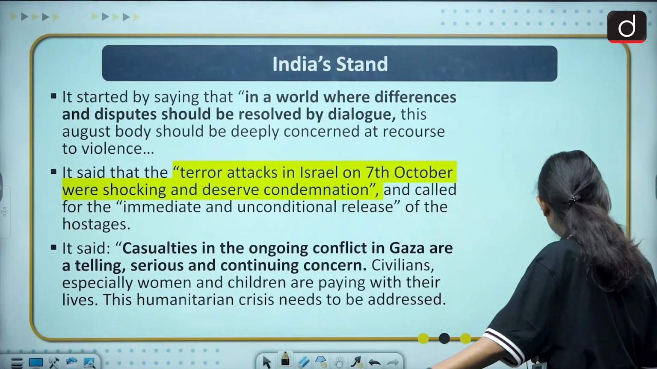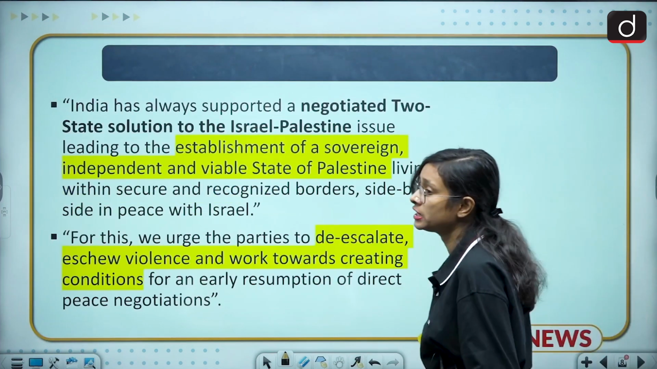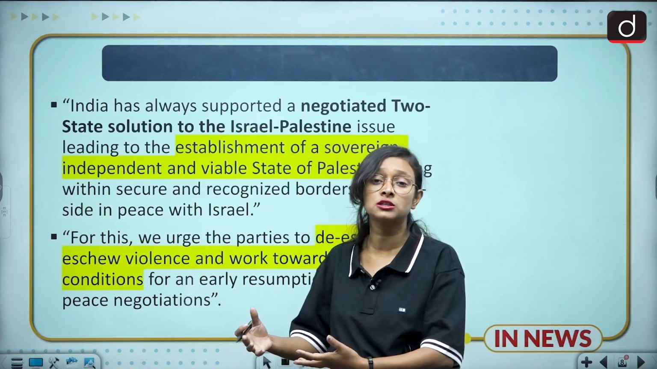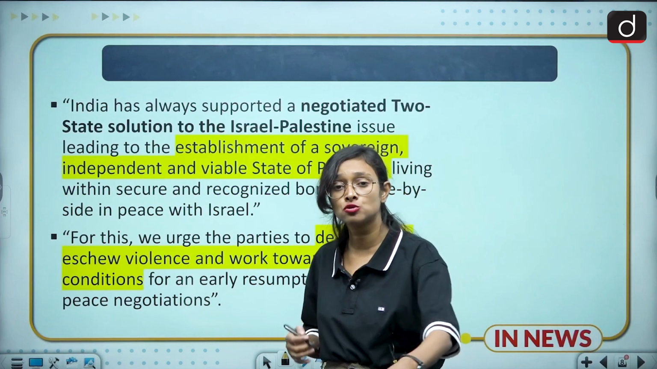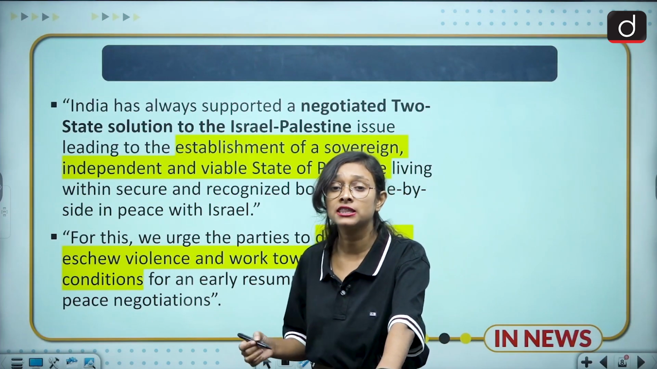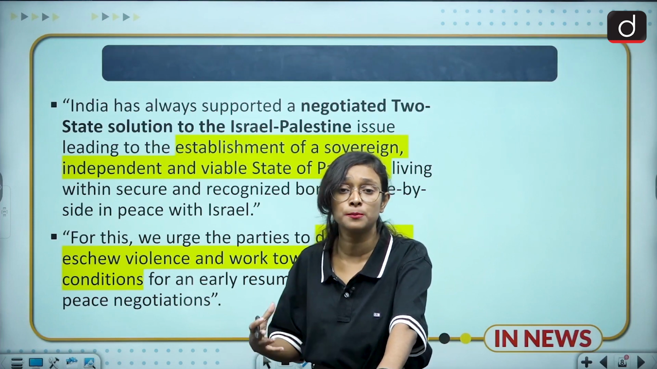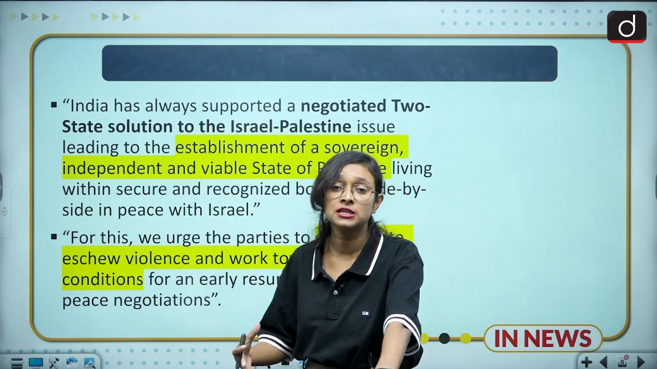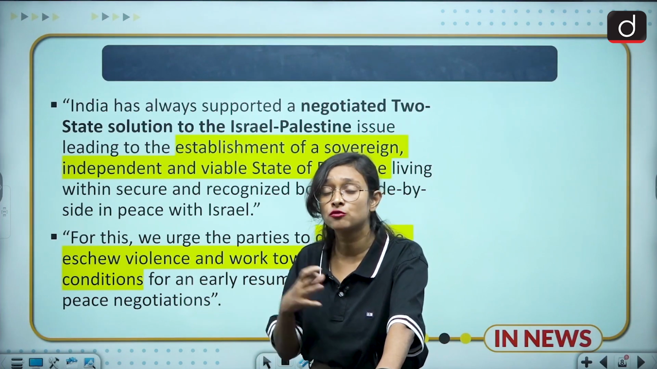And on the other hand, what is India's stand on this issue? Historically, since the beginning, India has also supported the two-nation theory. And what is this two-nation theory? That land should be divided between Palestine and Israel, and there should be a recognized border for Palestine, and along with the recognized border, Israel and Palestine should live peacefully and cordially.